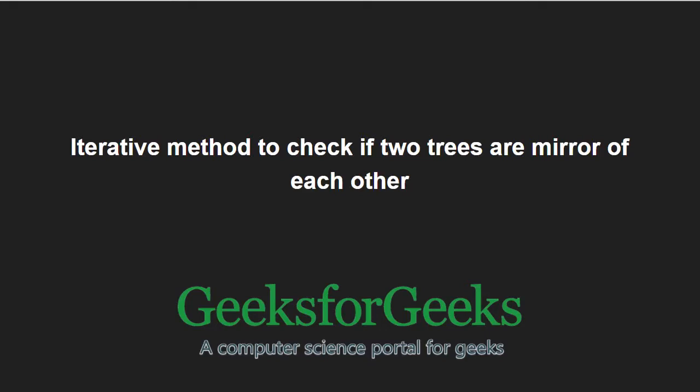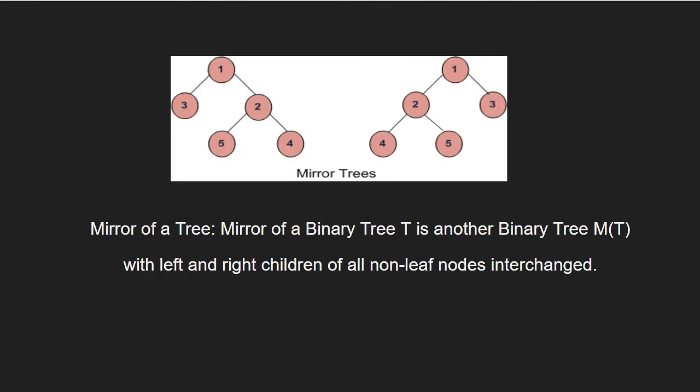In this video, we are going to understand the program which helps us in checking if two trees are mirrors of each other. First, let us understand what exactly mirror of a binary tree means. Mirror of a binary tree T is another binary tree with left and right children of all non-leaf nodes interchanged. Now, let us see the algorithm which will assist us in finding out whether two trees are mirrors of each other or not.